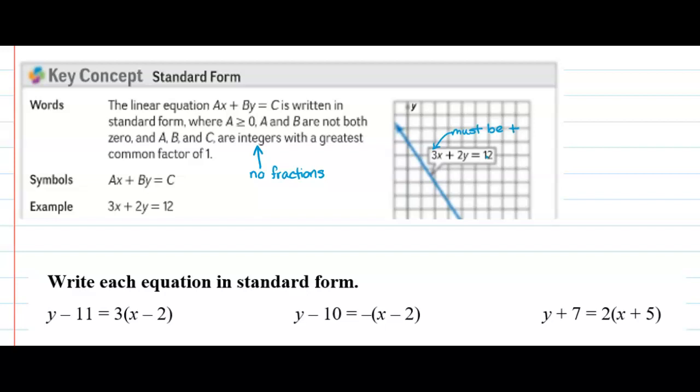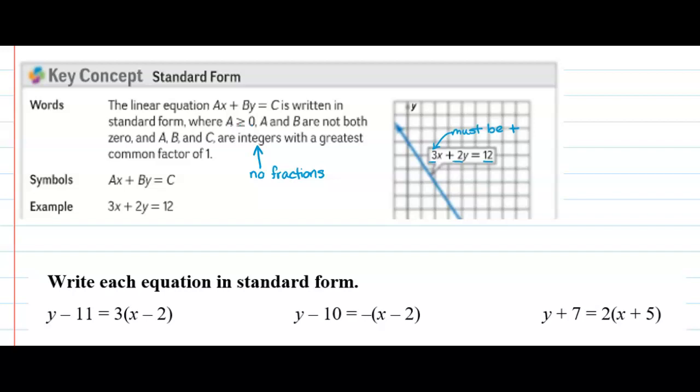Now, the coefficient of y can be negative, but the coefficient of x must be positive, and that's what it says right here. The coefficient of x, a, must be greater than or equal to 0. A and b, the coefficients of x and y, cannot both be 0. One of them can be, but not both of them.